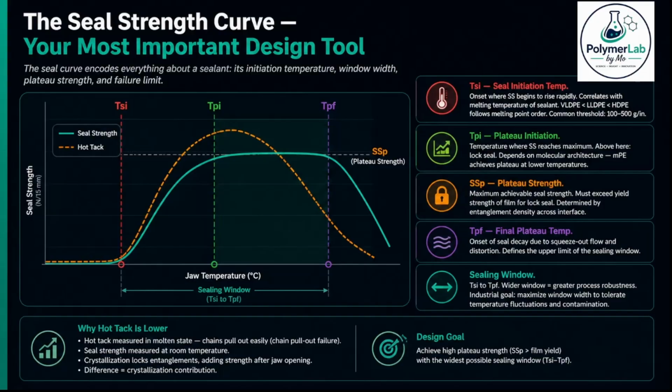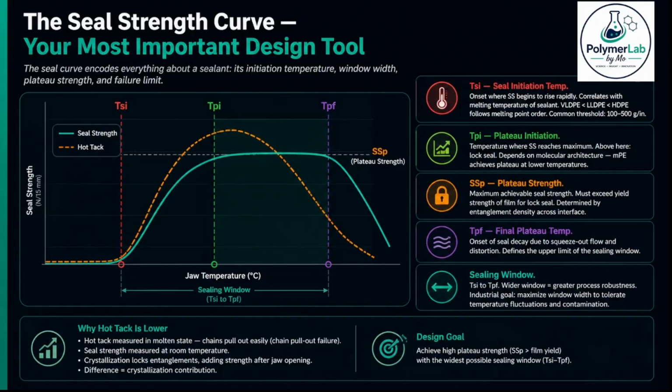At TPF, the final plateau temperature, seal strength begins to decline. This happens because excessive temperature causes the molten sealant to flow laterally out of the seal zone, what is called squeeze out. The seal becomes thinner, the bonded area decreases, and seal strength drops. You can also see visual distortion at the edges of the seal.